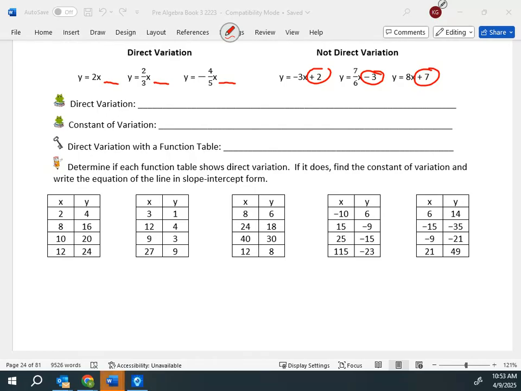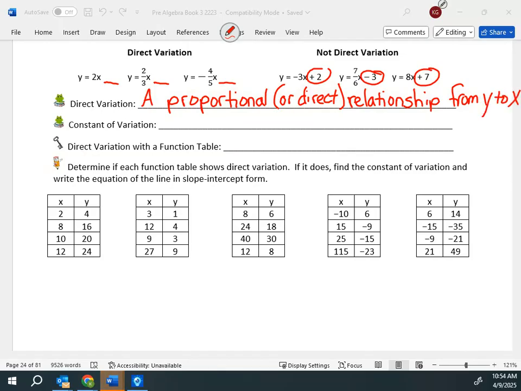Let's write out our definitions. Direct variation means it is a proportional or direct relationship. We know proportions. We've worked with proportions. Now we're learning that vocab word direct means the same thing. So a proportional or direct relationship from y to x.